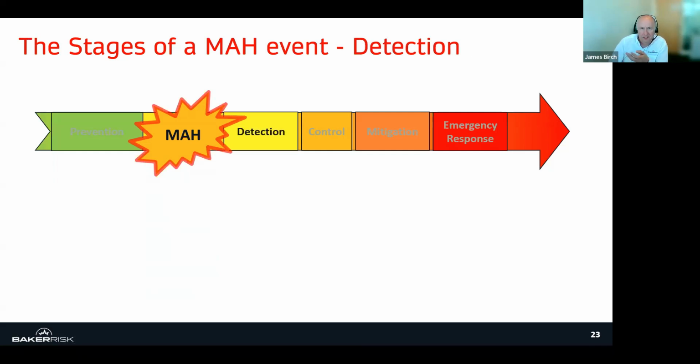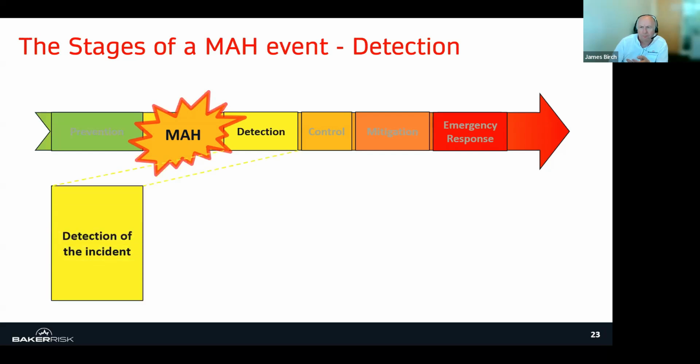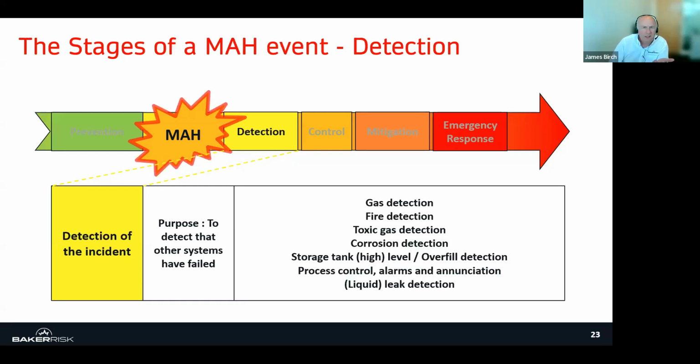Once the accident has occurred, we're looking for detection. This is the first stage that tells us some of our barriers have failed. What can we do? So typically these are detection systems for gas, toxics, corrosion, overflows, alarm systems. This warns us that something now has to happen, and happen quickly.